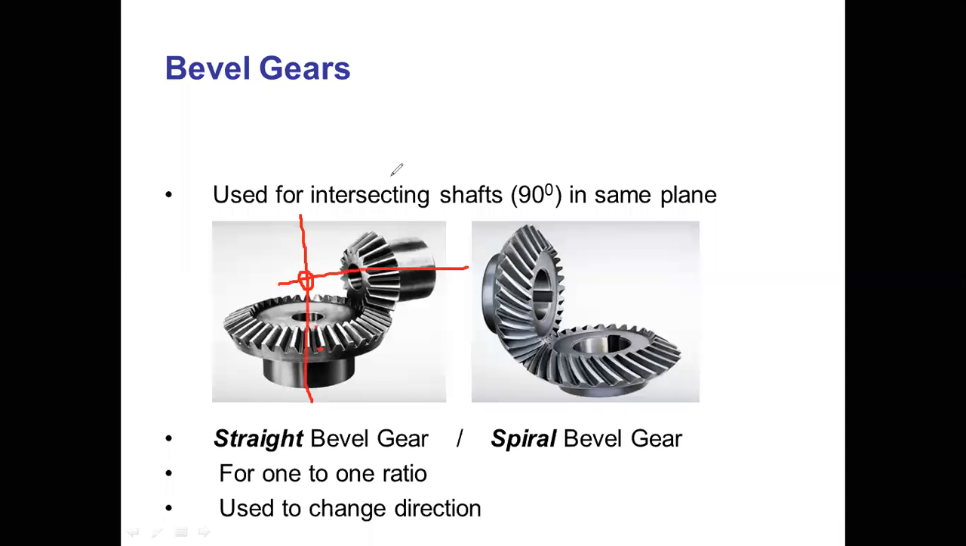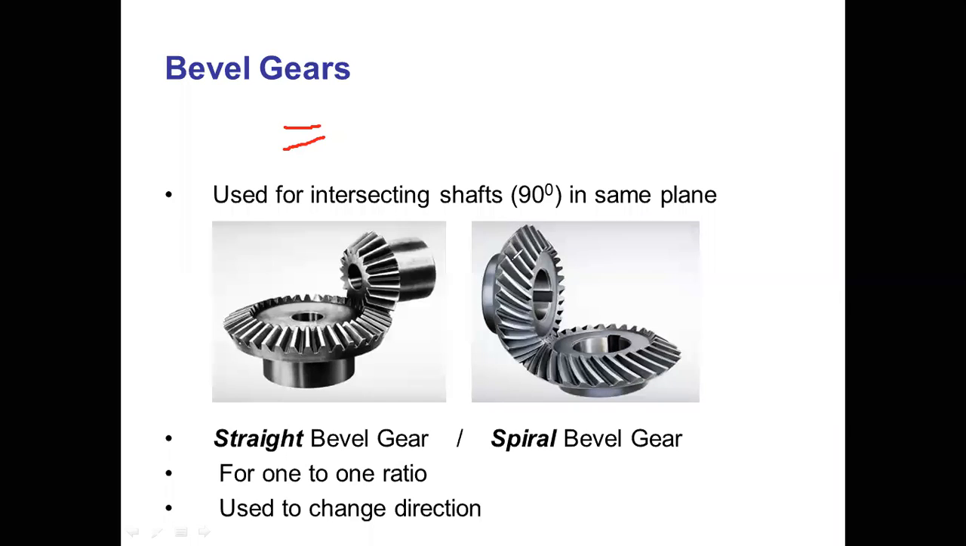There are generally three types of bevel gear. The first one is the spur type bevel gear, which means the teeth are in a straight line. Another is the helical bevel gear. If we consider the spur type bevel gear, the teeth are like straight lines, like this. If we consider the helical bevel gear, then the teeth are like this, inclined at some angle. This angle is called the helix angle.